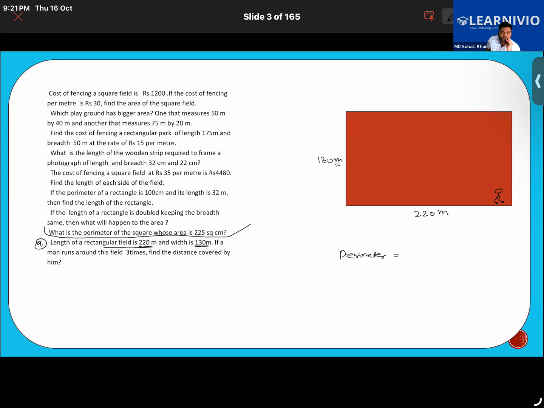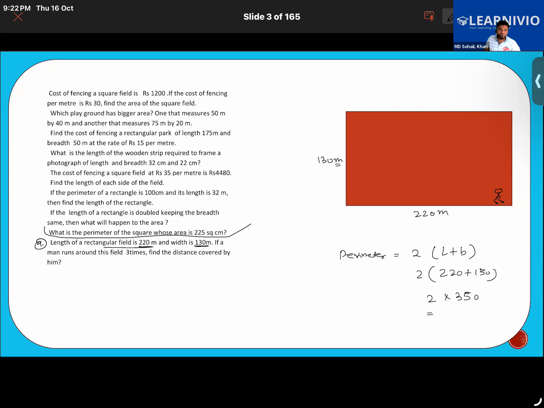No, you are skipping an important step. The formula is twice of length plus breadth. You have done it correctly. That's going to be 220 plus 130, which is 350. But you need to multiply that with 2 also, no? Okay, 350 multiplied by 2.